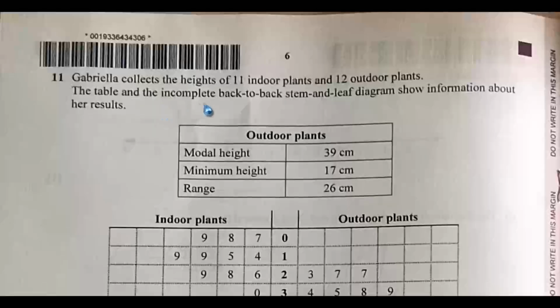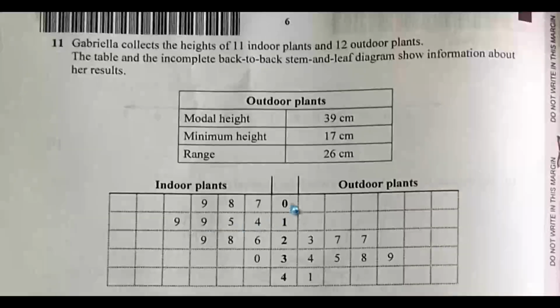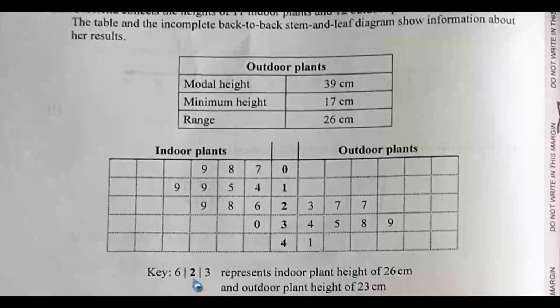Gabriela collects the height of 11 indoor plants and 12 outdoor plants. The table and the incomplete back-to-back stem and leaf diagram show information about her results. So this is for outdoor plants. Okay, you have the modal height, we have the minimum height, and we have the range. Then for the indoor and outdoor, back-to-back stem and leaf diagram. Okay, so we have this, and we've been given the key. Okay, this is very important. So this is the key.